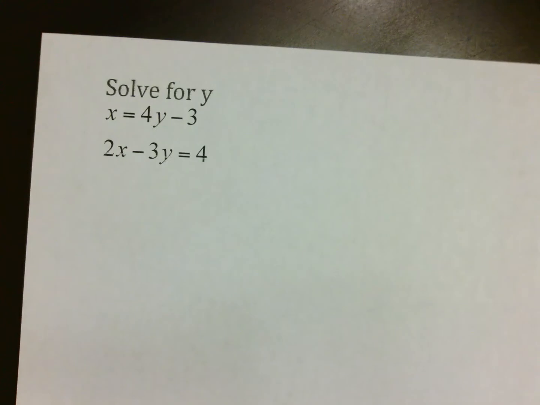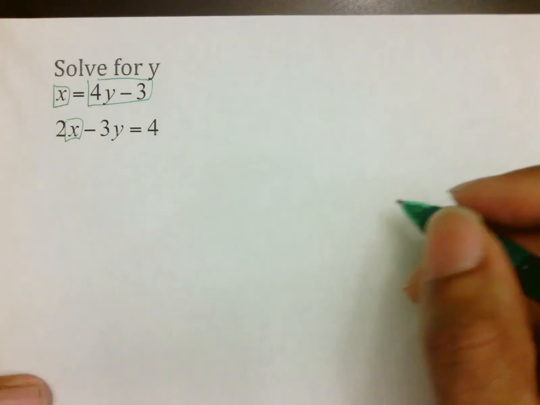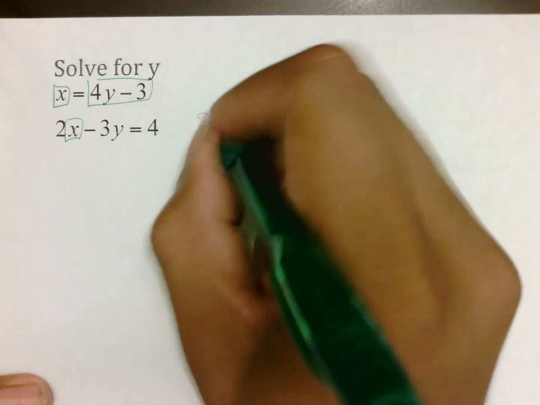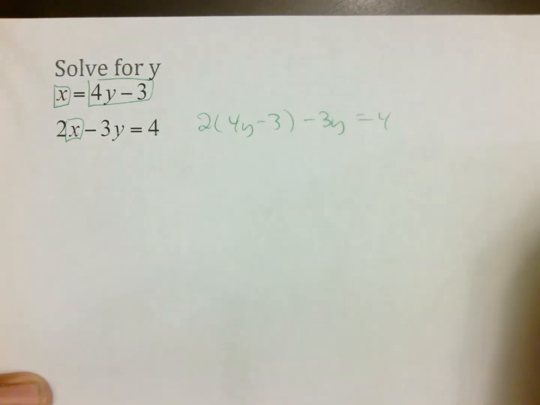One more question before we quit. And again, if you're having any issues with this, please make sure you are coming back to ask about it, so I can help you out personally and try to help you find out whatever it is that you might be missing. 2 parentheses 4y minus 3 minus 3y equals 4.